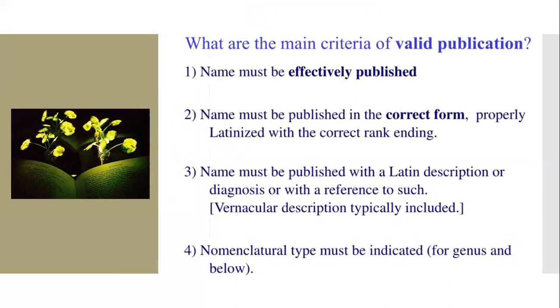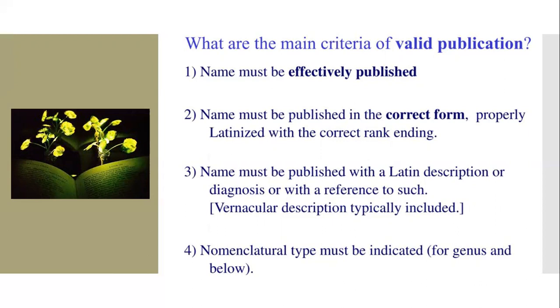And what are the main criteria of valid publication? So to have a valid name, according to the ICBN, in order for a scientific name to be formally recognized, it must be validly published. So there are four general criteria for valid publication of a name. First, the name must be effectively published, which means that it must be published in a journal commonly available to botanists. Second, the name must be published in the correct form, properly Latinized, with the rank indicated.